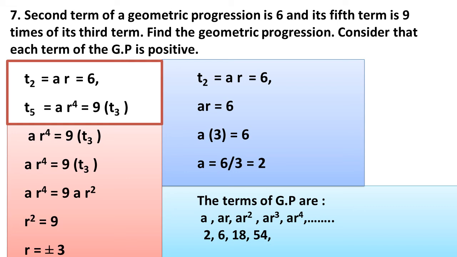In the place of T3, substitute AR square. A and A get cancelled, so R square is equal to 9, hence the value of R is plus or minus 3. Consider the value of plus 3 as it is said to be positive terms, then the value of A will be equal to 2. Hence the terms of GP are 2, 6, 18, 54 and so on.